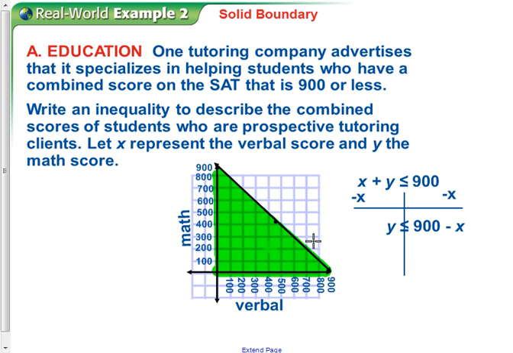So is that fitting? Yeah, it appears to be fitting, and we need their combined score to be less than 900. So if you add 410 and 480, it does add up to be 890, so that is less than 900. So it is in this shaded region, and therefore it works.